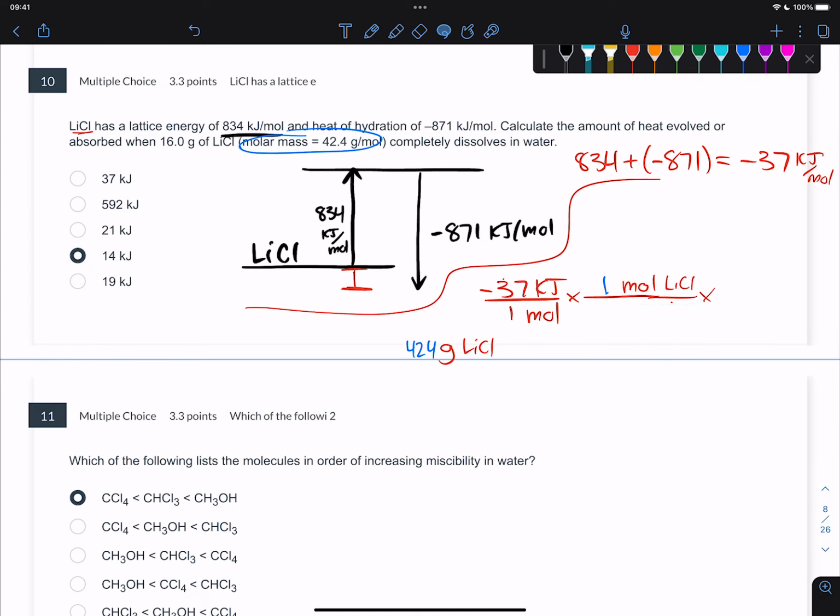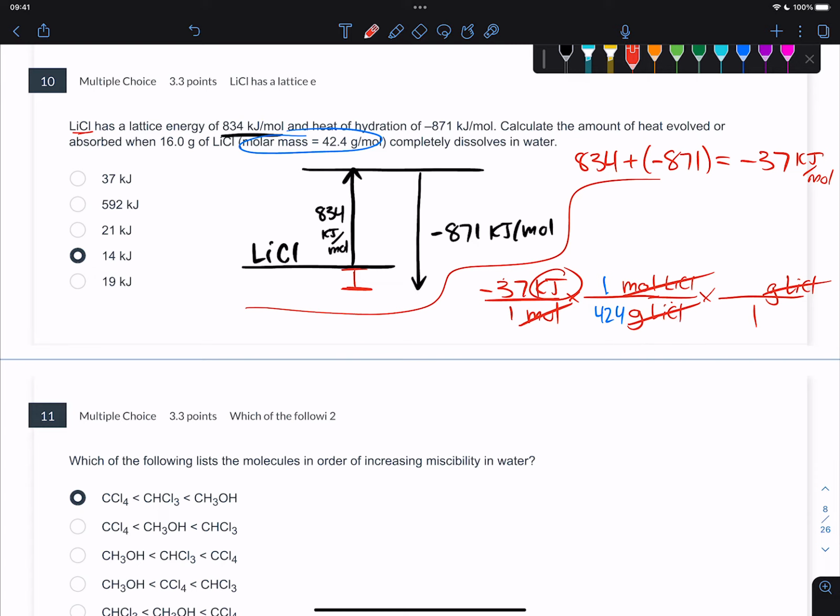Perfect time to check. That's why I literally still cancel my units out, even though I know chemistry. It's because mistakes are common, so I just cancel those out. Perfect. Now, continue on with your math. You have grams in the denominator, put grams of LiCl at the top. And you can actually just cancel it there because you want your answer to be in kilojoules. You want kilojoules to survive. You want everything else to die. And that's what's going to happen here.